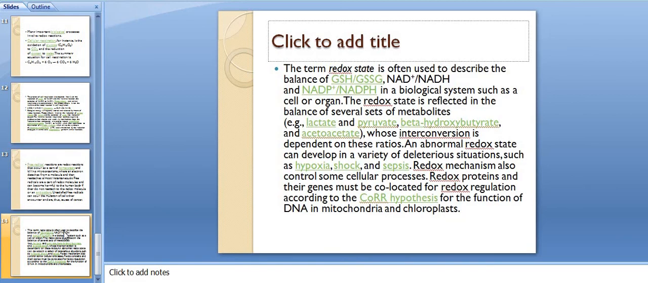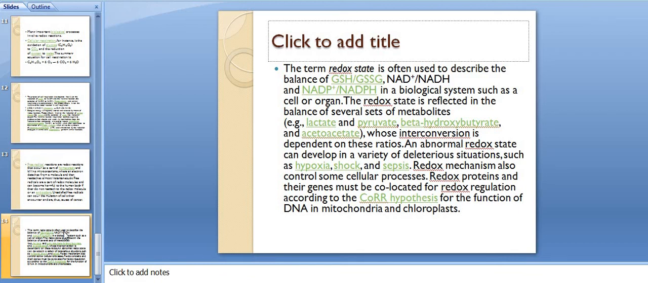Next, the term redox state is often used to describe the balance of GSH, GSSG, NAD plus, NADH and NADP plus, NADPH in a biological system such as a cell or organ. The redox state is reflected in the balance of several sets of metabolites, examples such as lactate, pyruvate, beta hydroxybutyrate and acetoacetate, whose interconversion is dependent on these ratios.